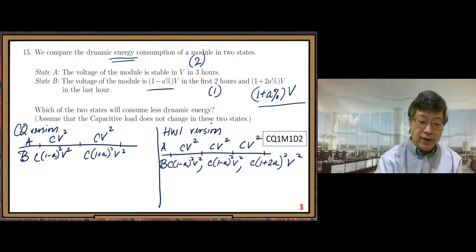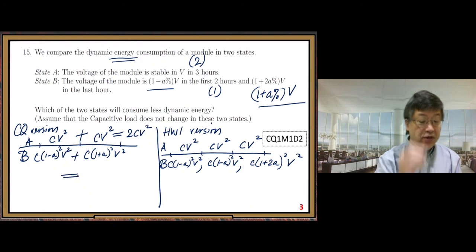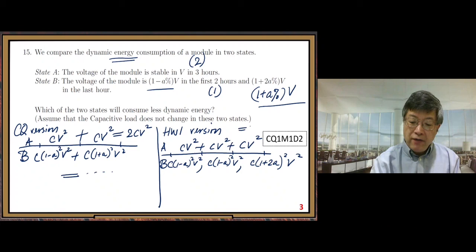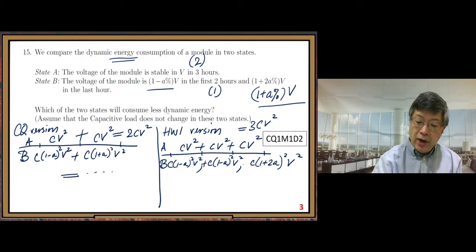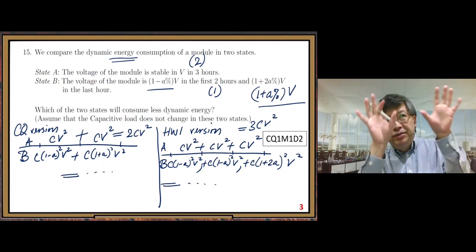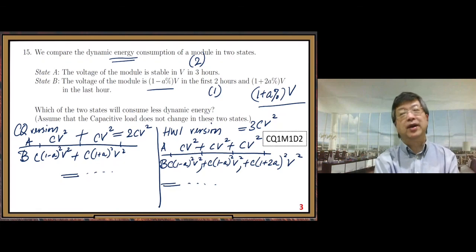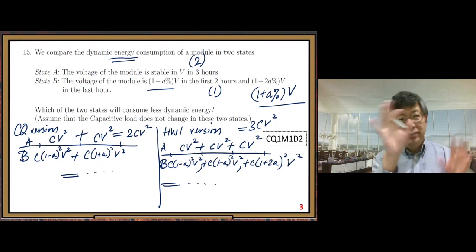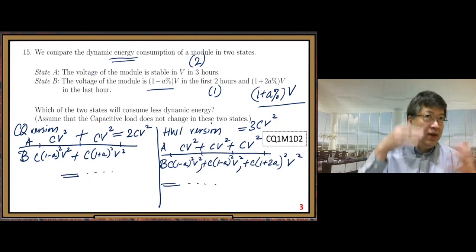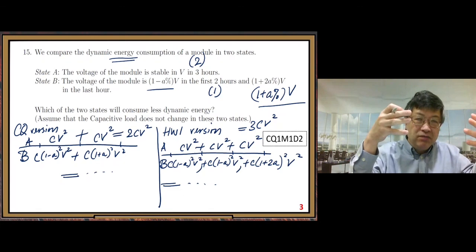So you add up. You get A state 2CV square. You need to simplify a little bit. After you add up, A state, you have 3CV square. Then the B state, you add up. What is that? You need to do algebra in the right way. I hope you know these formulas, and through the simplification, cancellation.